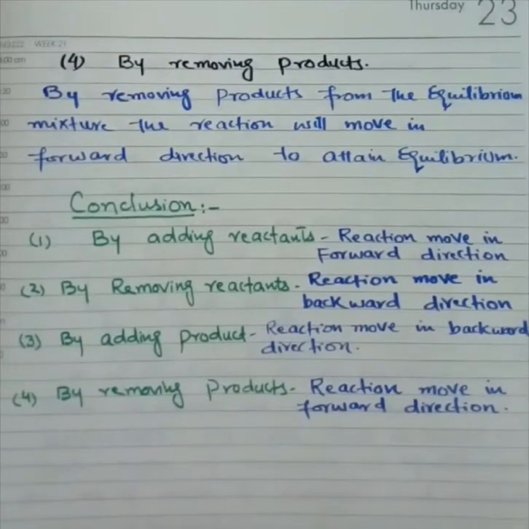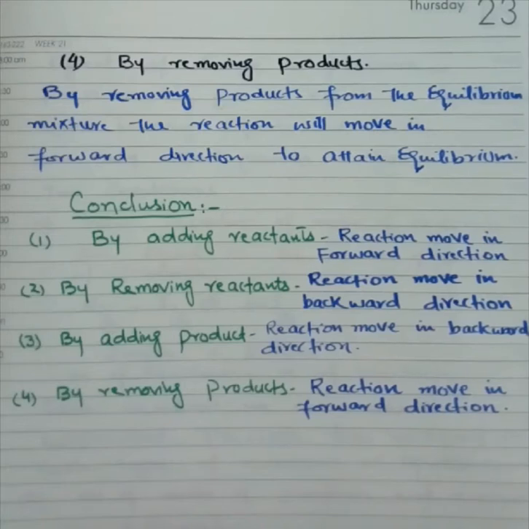If we remove the amount of products from the reaction mixture, then the concentration of products will decrease and the concentration of reactants will be greater. Then, in order to minimize the effect of the change which you have brought by removing the products, the reaction will move in the forward direction, and more products will be formed, and again a balance will be maintained between the reactants and the products. Thus the equilibrium state will be attained.